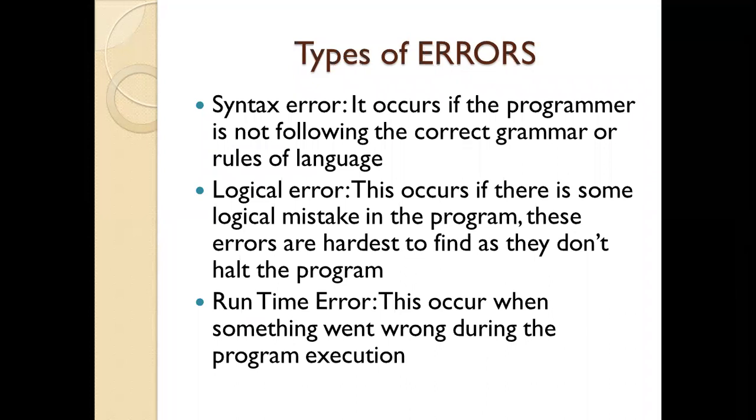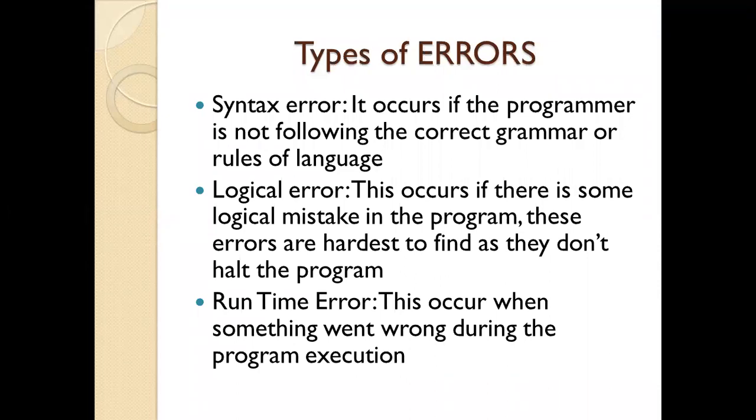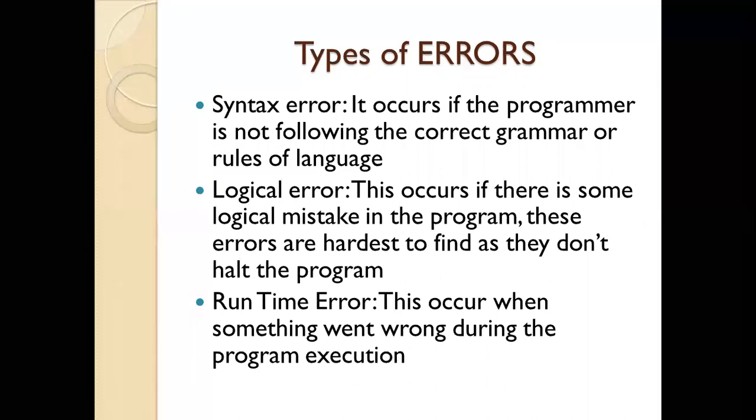Suppose you have to write "he is going to the park," and instead of using "is," you write "he are going to the park." "Are" is an incorrect word because "are" is used with plural things, like "they are going to the park," but "he" is singular, so we cannot use "are" here. So if you are making this type of error while writing a program, then it means it's a syntax error.